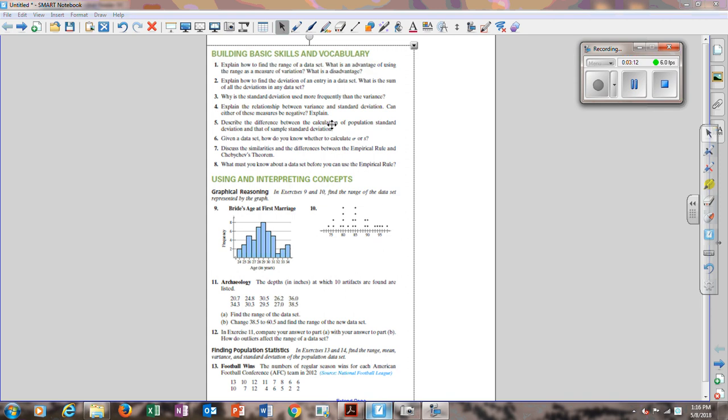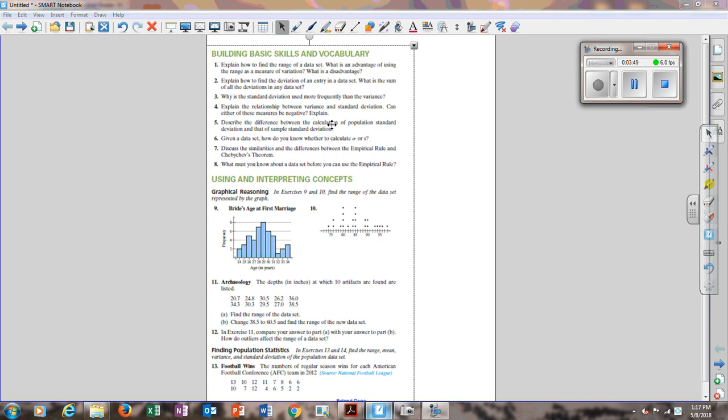All right, number 9. Find the range of the data set represented by the graph. All you do is the highest number, 34, minus the lowest number, 24. That's it. So that will give you 10. Number 10. It's going to be 73 is your lowest number, and 99 is your highest. So it'd be 99 minus 73, or 26.